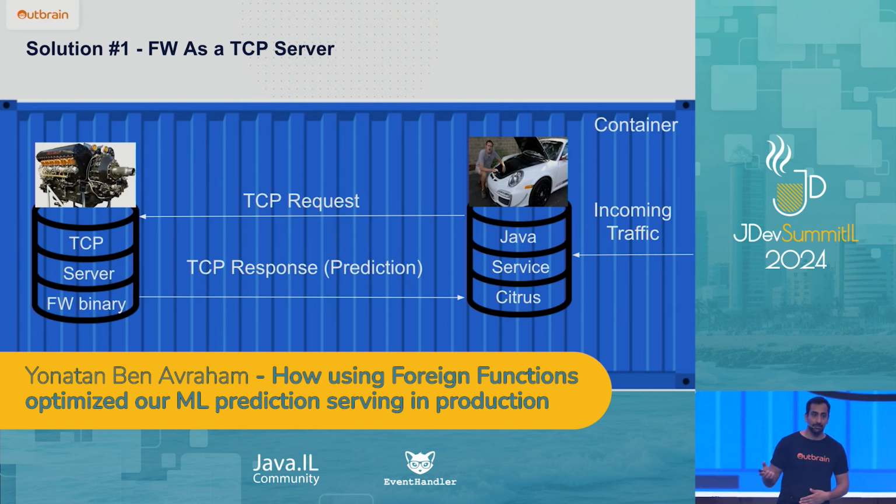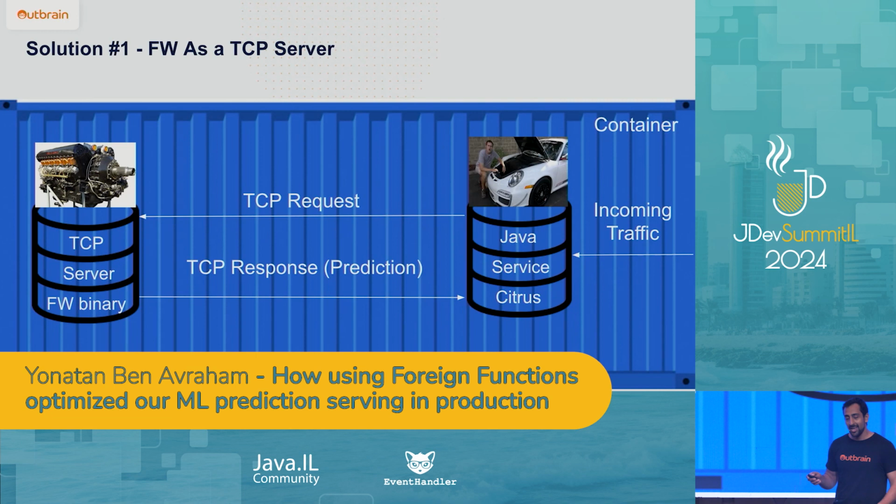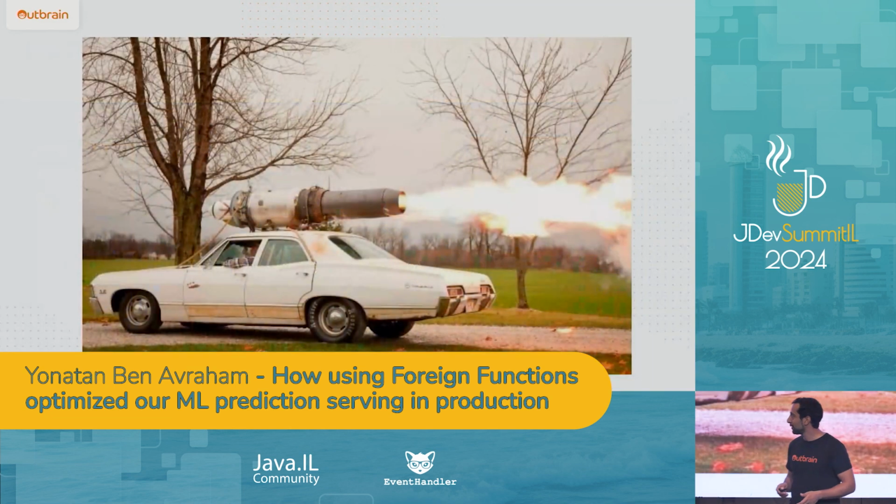Our Java service, which is called Citrus, the microservice, was communicating via TCP, and it was all done on the same container to save some network latency. And I think that from the very beginning, it was pretty obvious to us that something was not right. This solution had many disadvantages, and we felt like we took this amazing engine we had just built and tied it to the roof of our car and tried to drive like that.